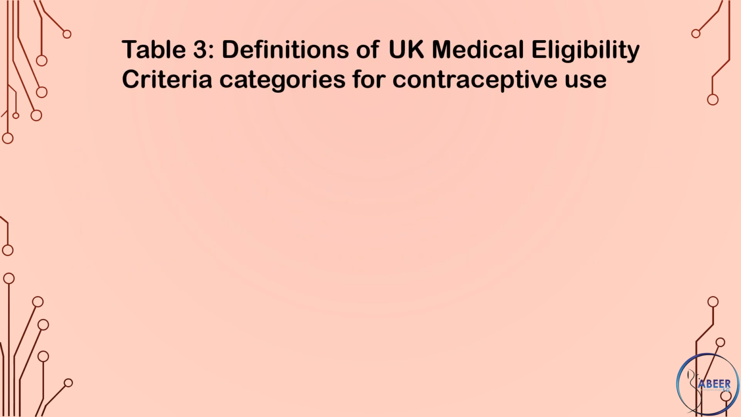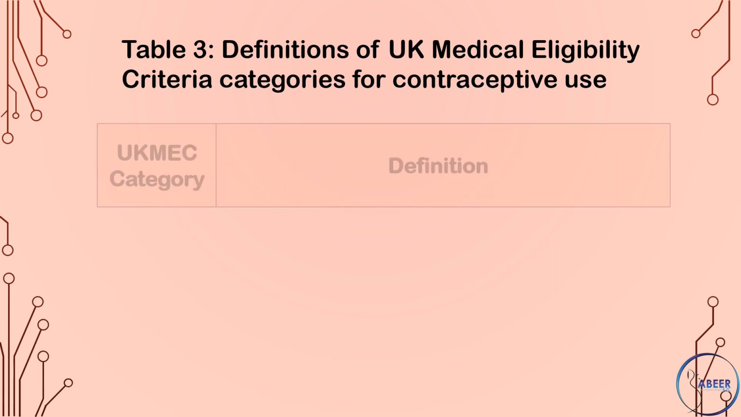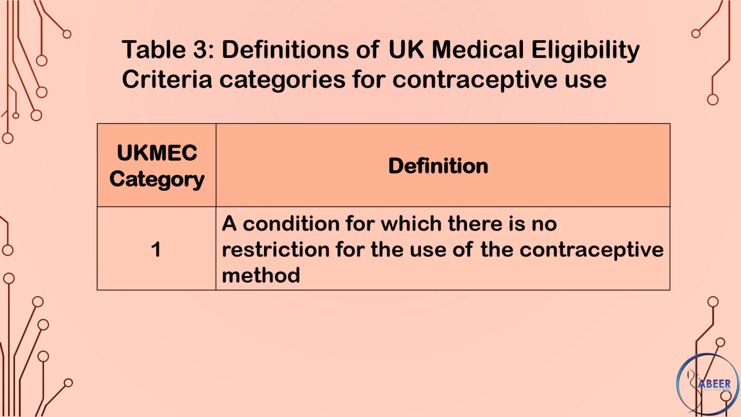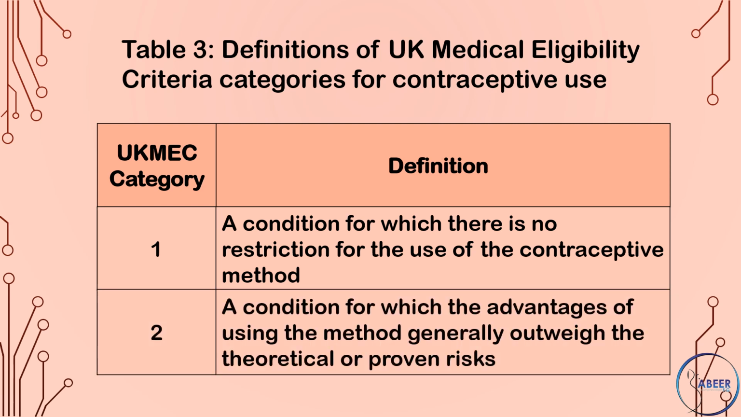Table number 3. Definitions of UK Medical Eligibility Criteria categories for contraceptive use. UKMEC Category number 1. Definition: a condition for which there is no restriction for the use of the contraceptive method. Category number 2: a condition for which the advantages of using the method generally outweigh the theoretical or proven risk.